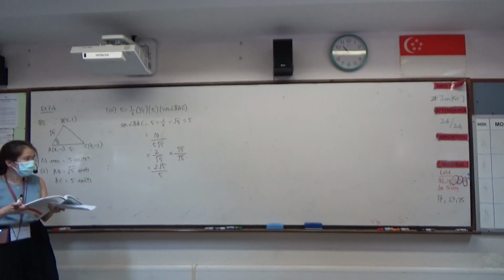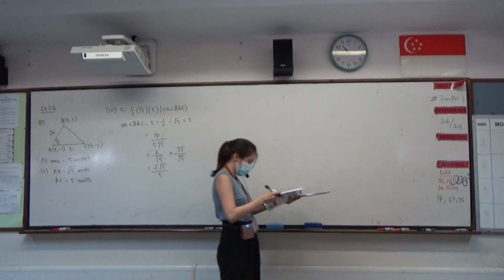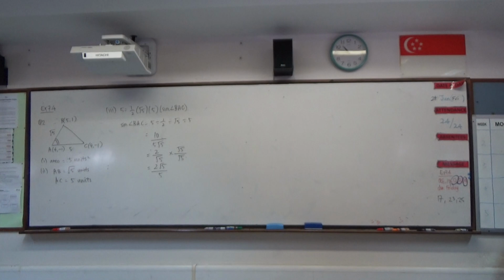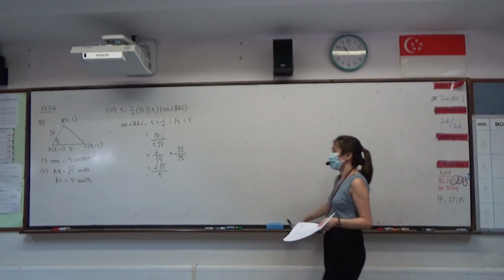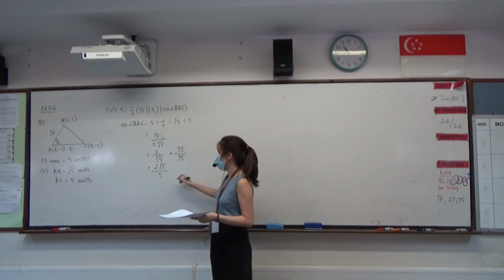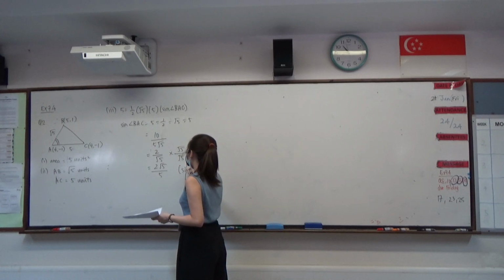Well, except if you didn't rationalize the surd. The question actually wants it to be in rationalized form. So you rationalize it by multiplying by square root of 5 over square root of 5, and you get the answer 2 square root 5 over 5. Okay, and that's how you show it.